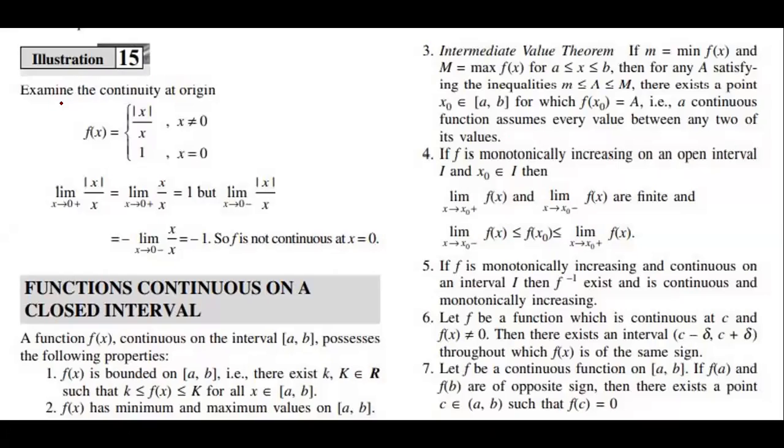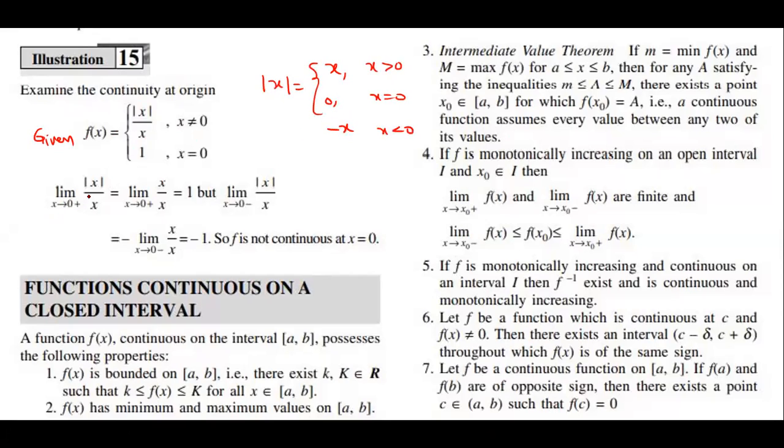So one more example, dear students. Verify whether it is continuous or not. This is the question. Okay, f of x is equal to mod x by x. So dear students, I told you modulus of x means what is the condition? x when x is greater than 0, 0 when x is equal to 0, and minus x when x is negative. This is the definition. Am I correct?